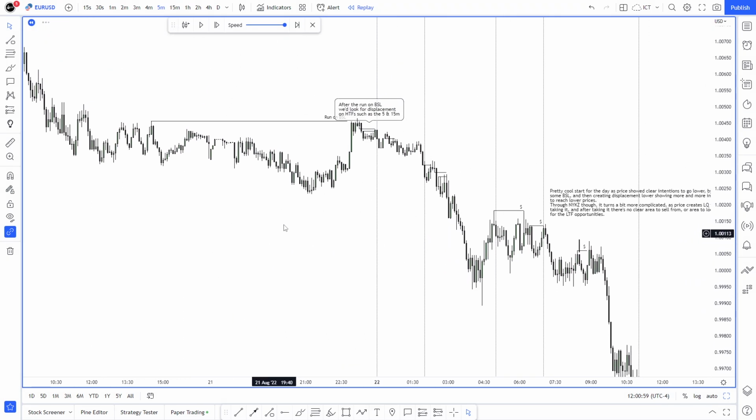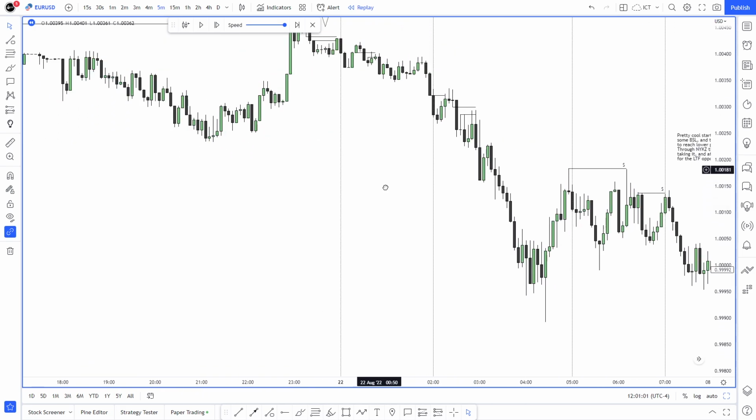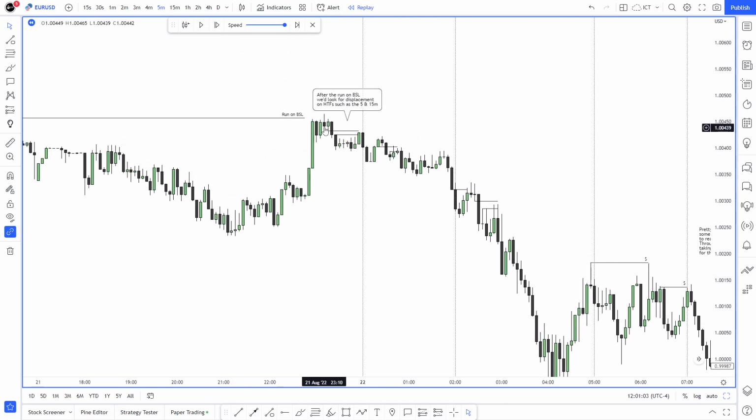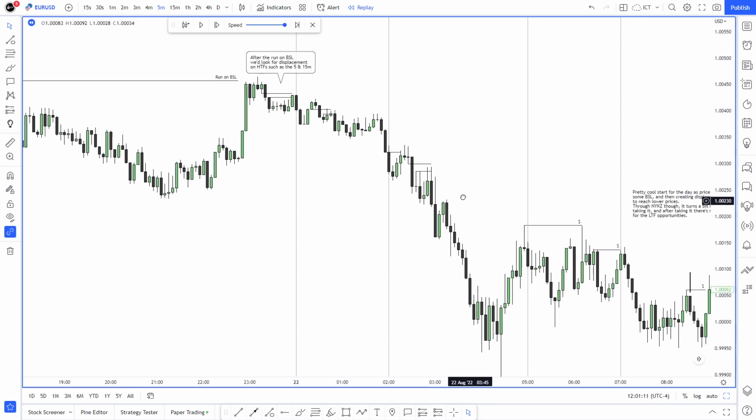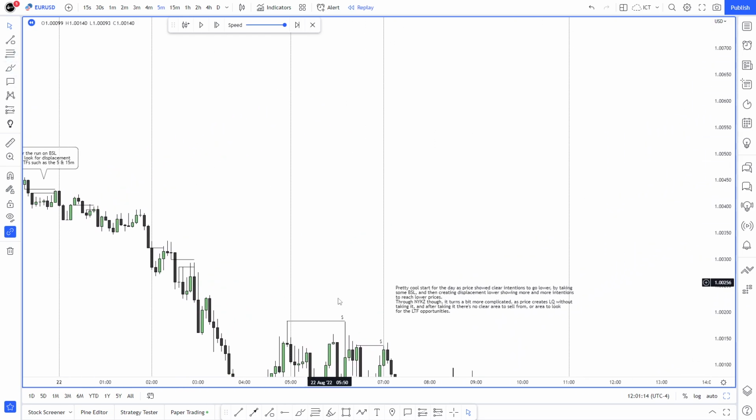Concept wise, we could have determined the bias due to this run on buy side liquidity, and as you can see, price immediately starts creating fair value gaps on the downside, creating opportunities to go lower. There are very likely opportunities in the 1 minute. You can go and look for yourself at what exactly it is we're looking for. Just go to lower time frames.